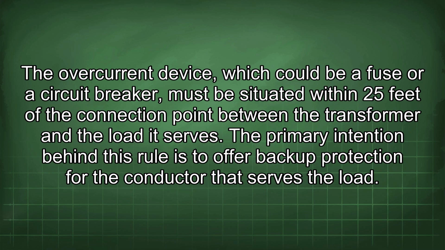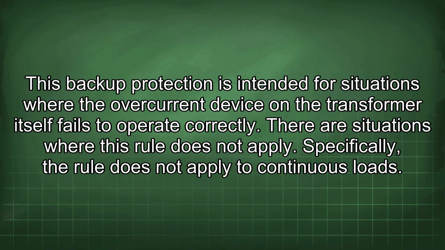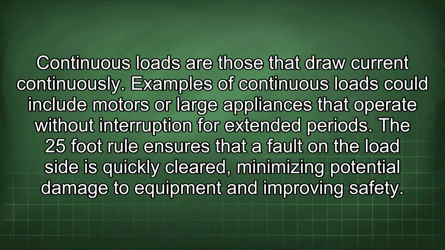The primary intention behind this rule is to offer backup protection for the conductor that serves the load. This backup protection is intended for situations where the overcurrent device and the transformer itself fail to operate correctly. There are situations where this rule does not apply. Specifically, the rule does not apply to continuous loads. Continuous loads are those that draw current continuously. Examples of continuous loads could include motors or large appliances that operate without interruption for extended periods.